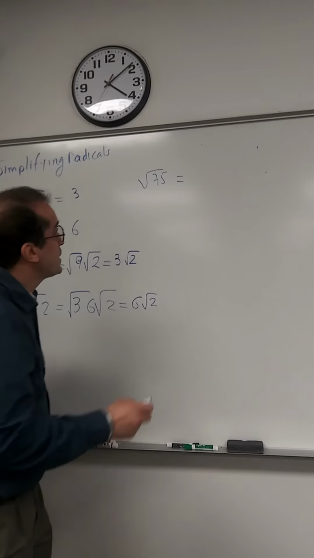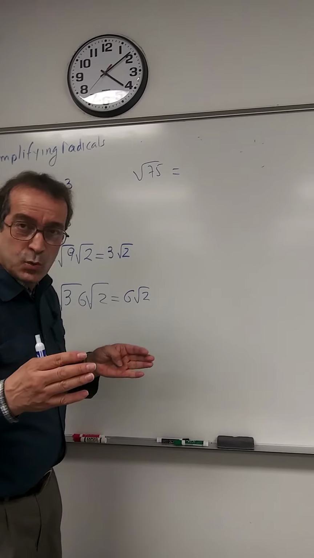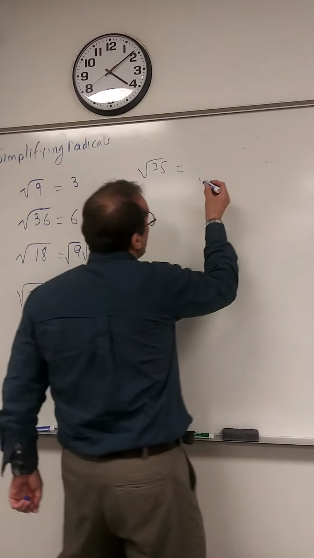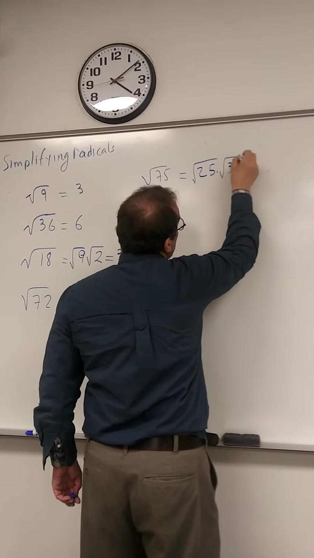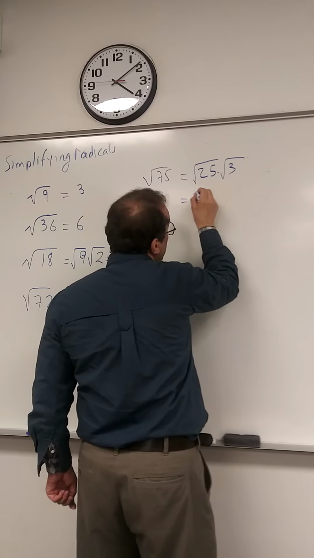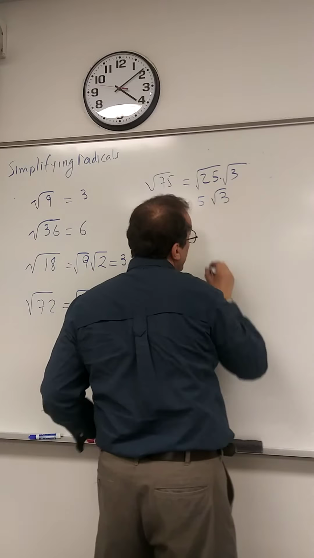Let's do 75. 75, we can write it as a perfect square, 25 times 3. So write it like this, as 25 times 3. The square root of 25 is 5. Square root of 3 stays.